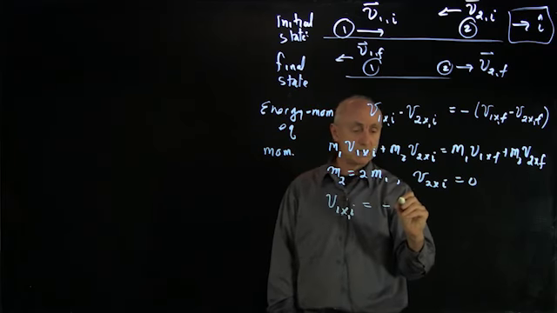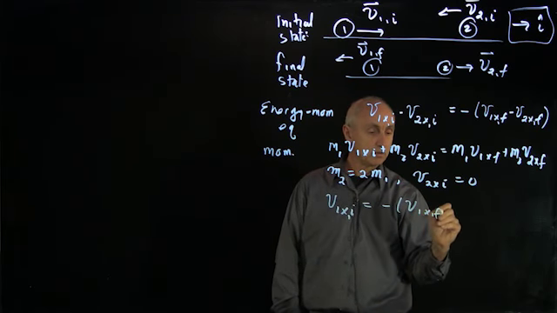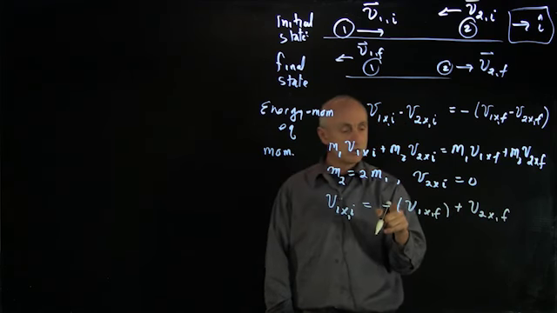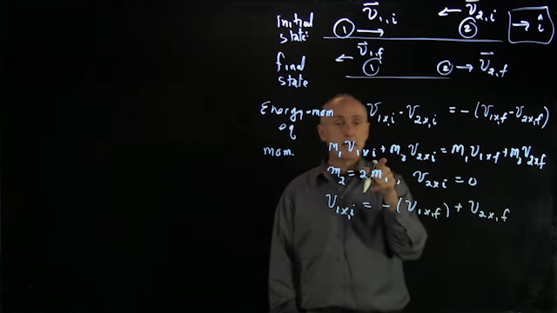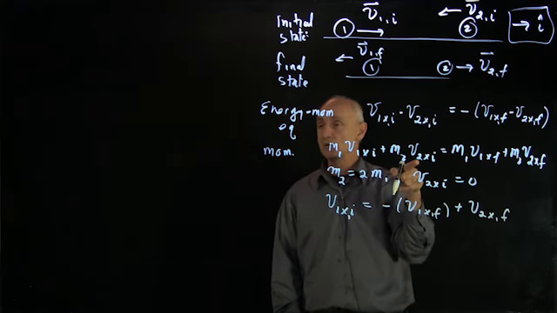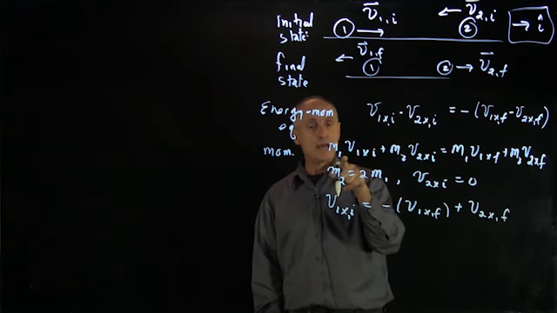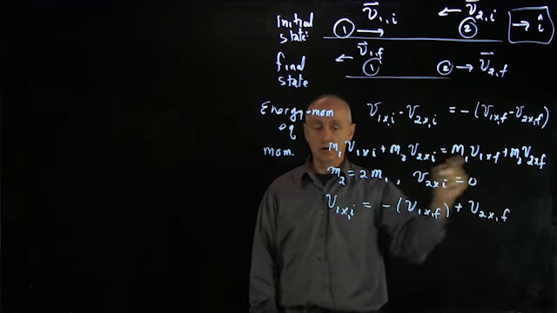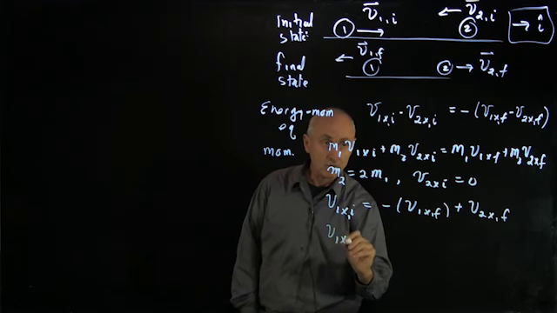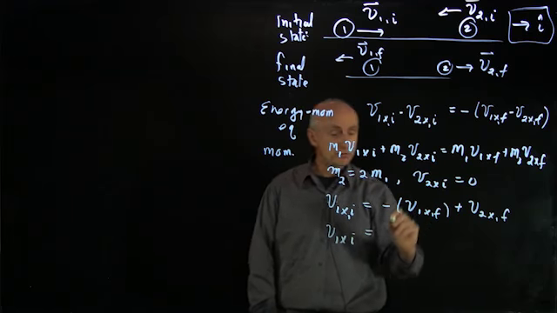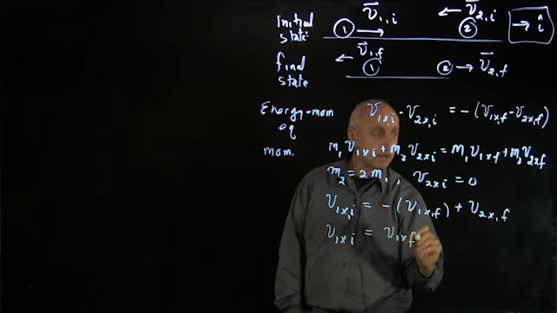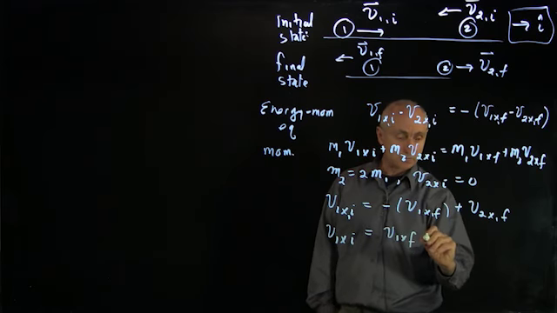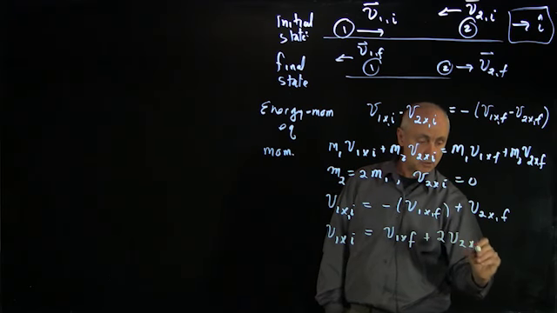So let's just write our two equations down again and see how much simpler our system is. v1x initial is minus v1x final plus v2x final. So we have minus, plus. And our momentum condition, remember v2x initial is 0. The m1, m1, m2 will be 2m1, so we can cancel our m1s. And we get v1x initial equals v1x final. And m2 is twice m1, so there's a factor plus 2 v2x final.